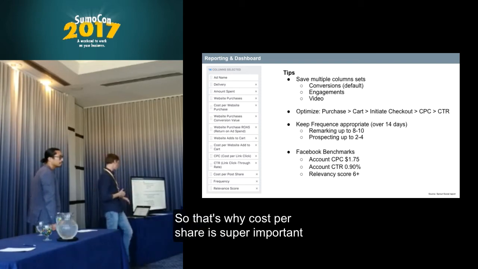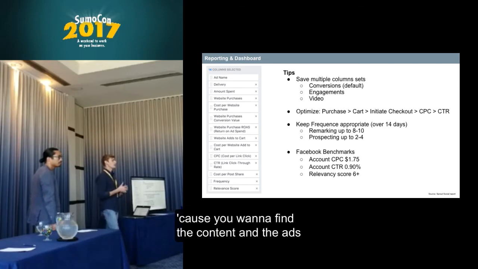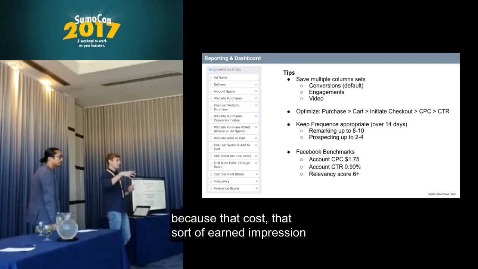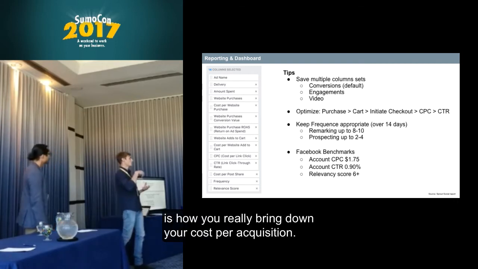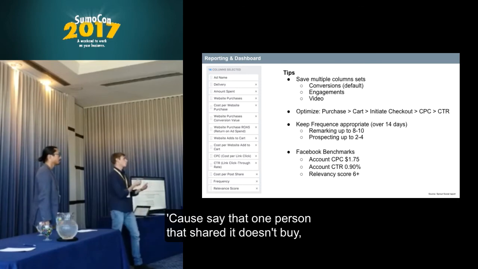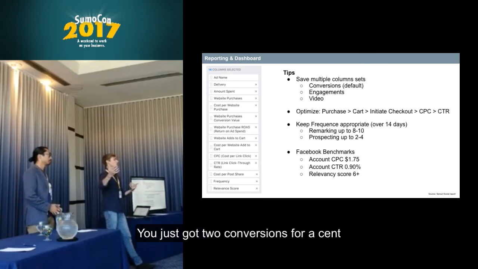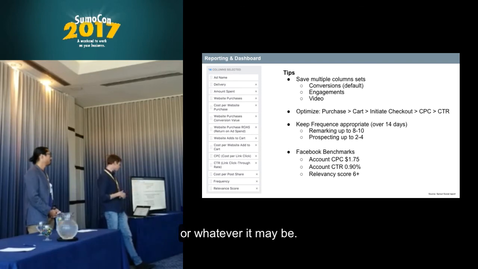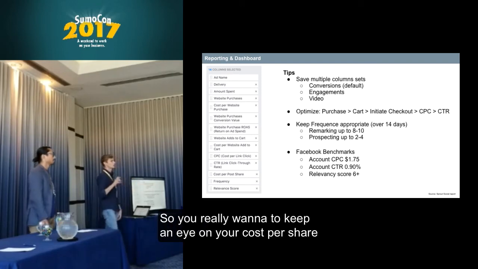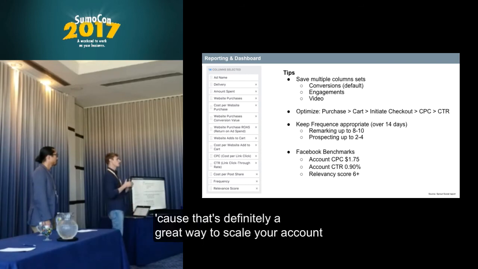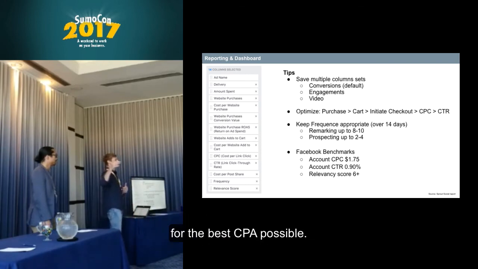So that's why cost per share is super important, because you want to find the content and the ads that people want to share, because that earned impression is how you really bring down your cost per acquisition. Say that one person that shared it doesn't buy, but then 2 of their friends buy it. You've just got 2 conversions for $0.01 or whatever it may be. So you really want to keep an eye on your cost per share and make sure you're creating content that people are sharing, because that's definitely a great way to scale your account for the best CPA possible.